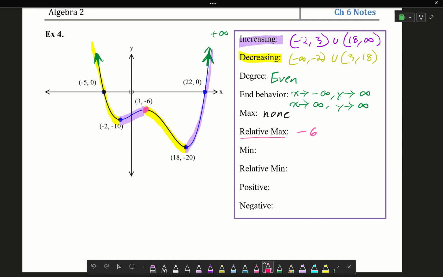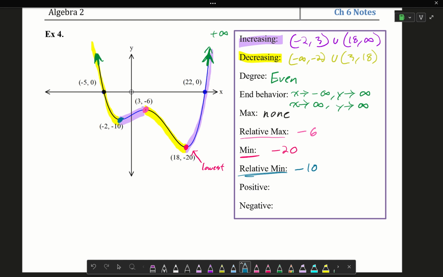Minimum. We actually have both an absolute minimum and a relative minimum. So the absolute minimum would actually be this guy right here. Okay, so this valley is actually the lowest spot on the graph. The graph doesn't get any lower than this. It never will. And that appears to be at -20 on the y-axis. Okay, and our relative minimum, this is just another low spot, another valley, and that would be at -10.